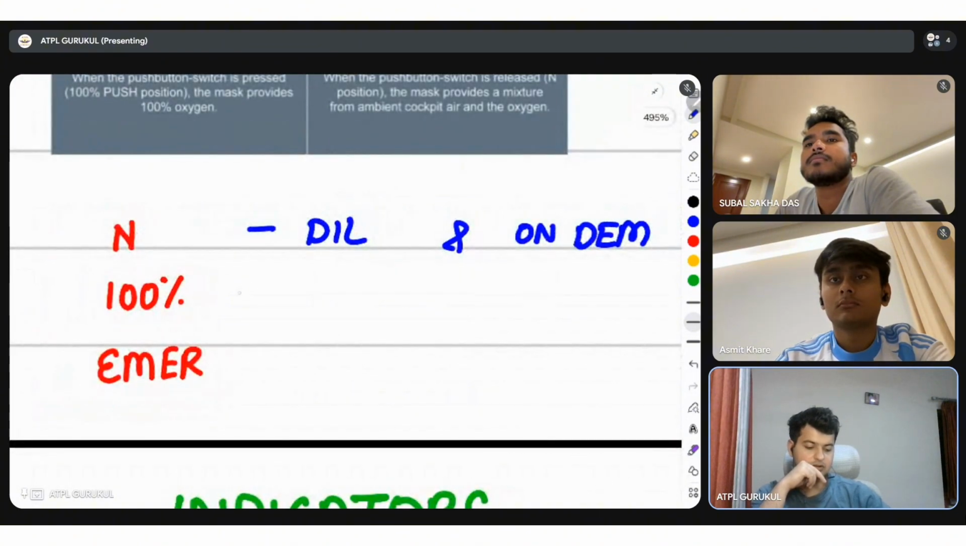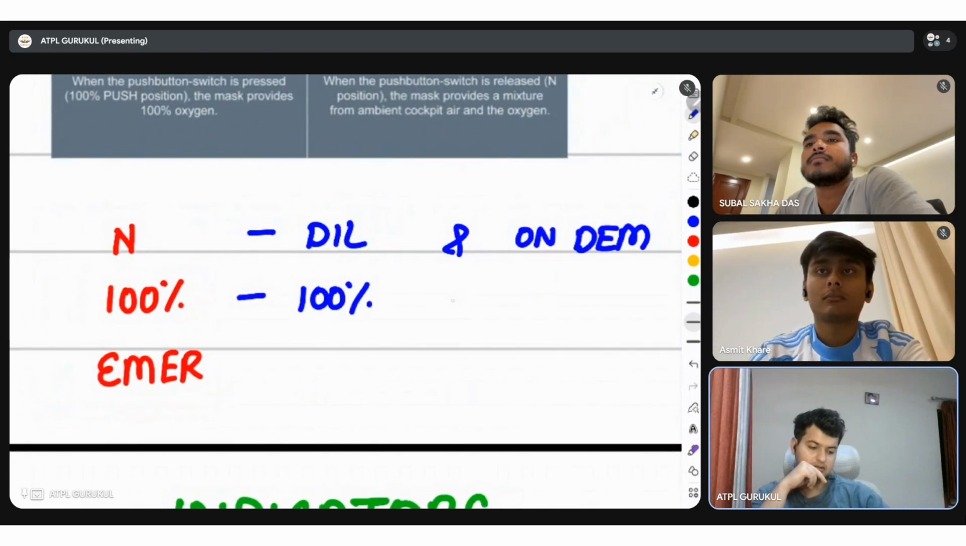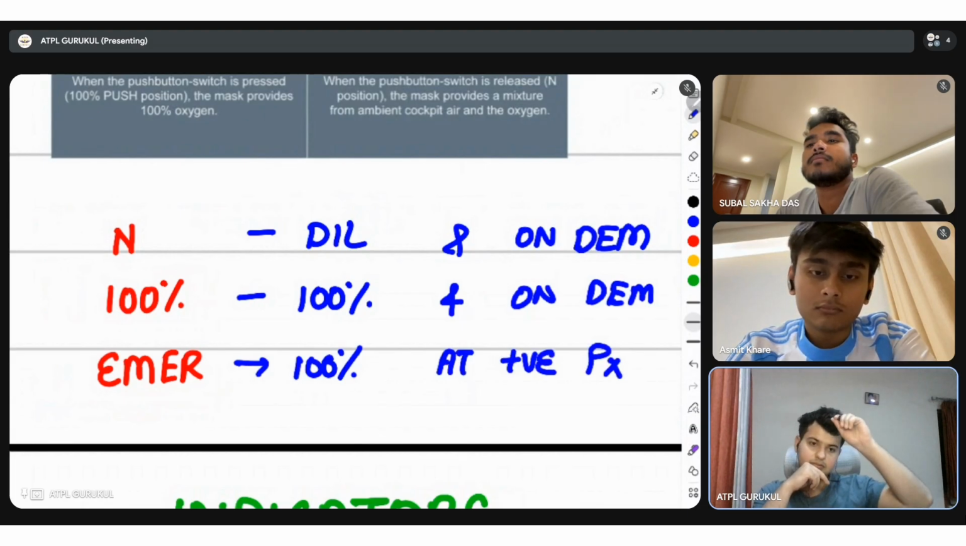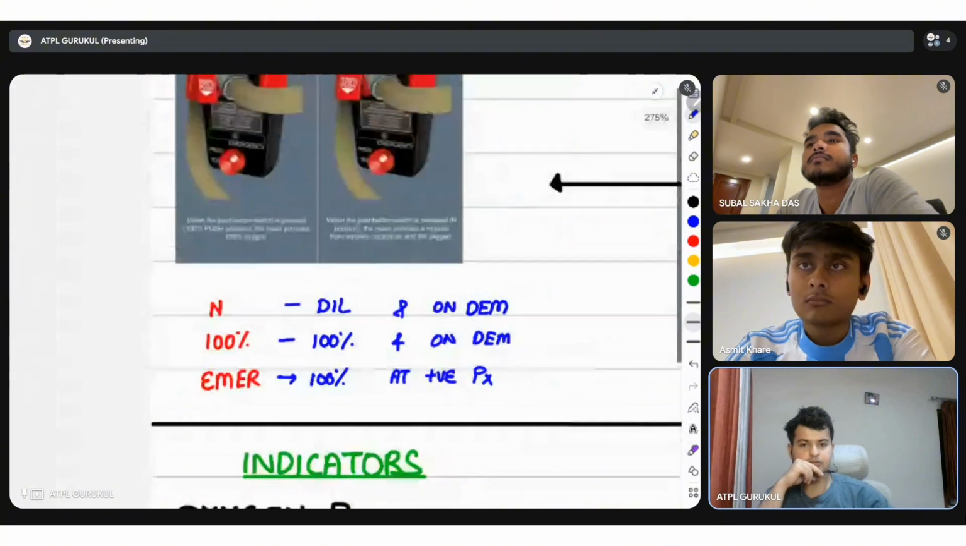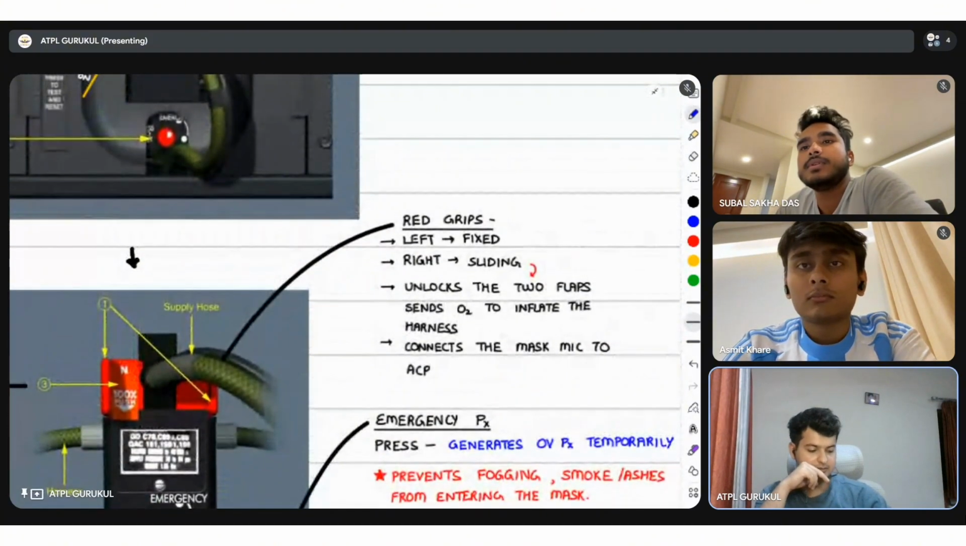100% अगर आप इसको कर दोगे तो it is 100% oxygen, it's pure oxygen on demand. Emergency अगर करोगे तो 100% oxygen at positive pressure. Clear? कोई डाउट? अब इन सारे मोड्स में स्विच कैसे करते हैं ये भी दिखाऊंगा.